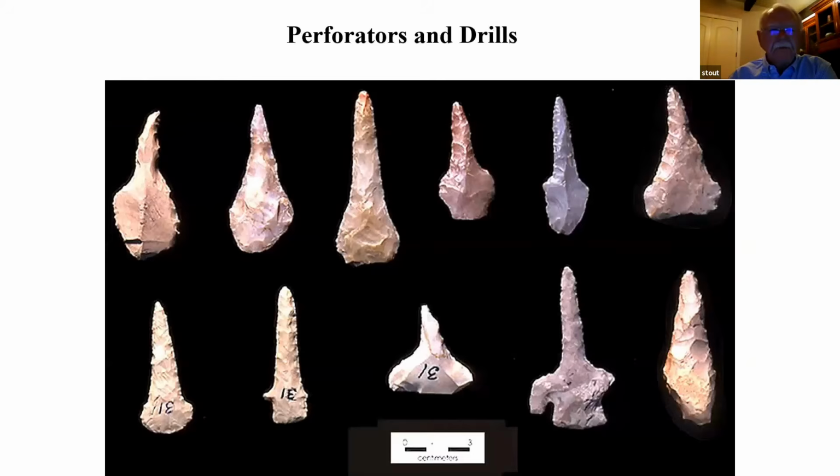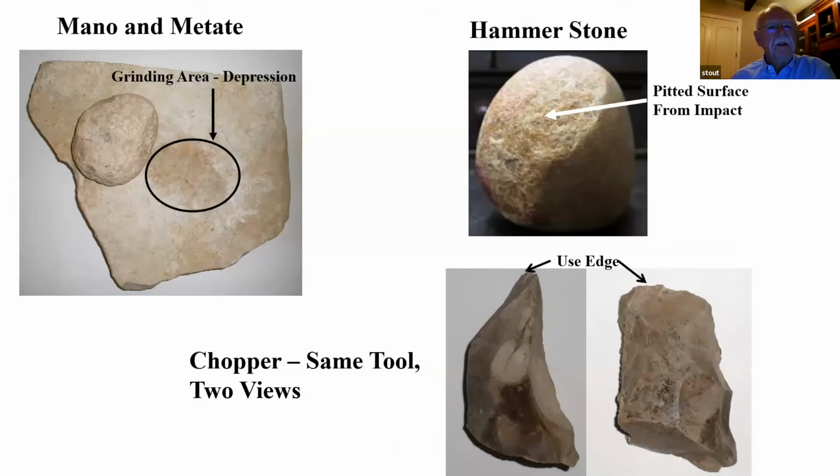These are perforators and drills. A lot of times these were also hafted onto wooden sticks and utilized, but they were used for punching, perforating hides, a variety of different things. These are fairly common, as are the gravers. The upper left here is a food processing device called a mono and a metate.